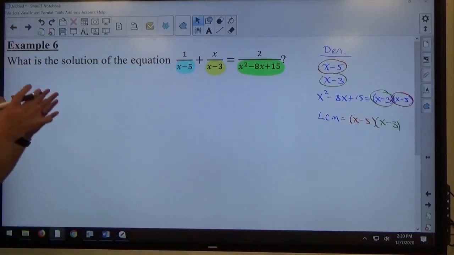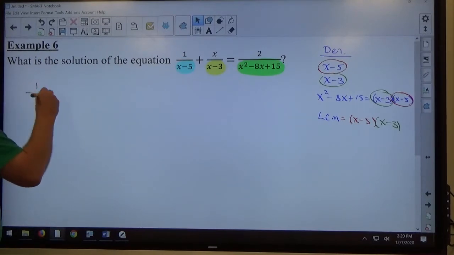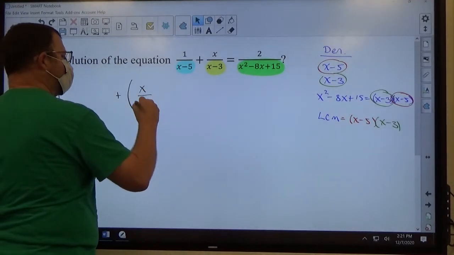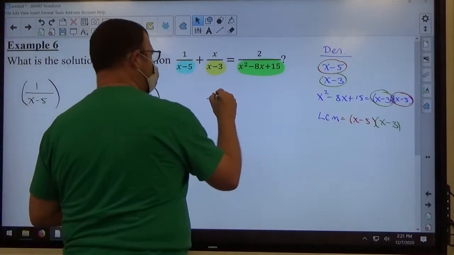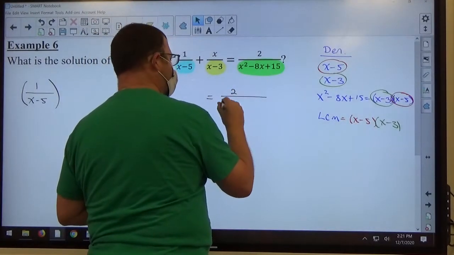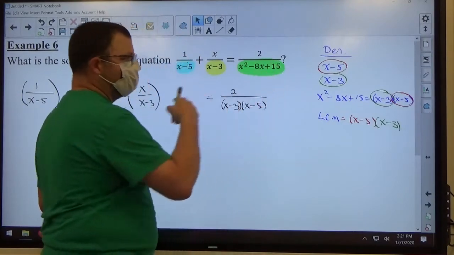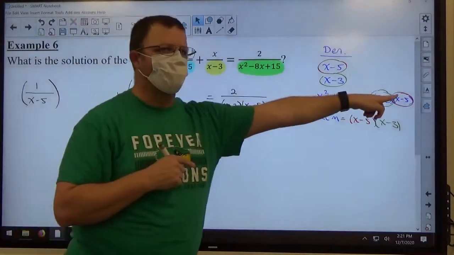Once again, I'm going to rewrite the problem. I'm going to leave space to do the multiplication, so I'm going to put 1 over x minus 5, space, plus x over x minus 3, space, equals 2 over, I'm going to write as x minus 3 times x minus 5. Go ahead and write the factored form of that we found over here.